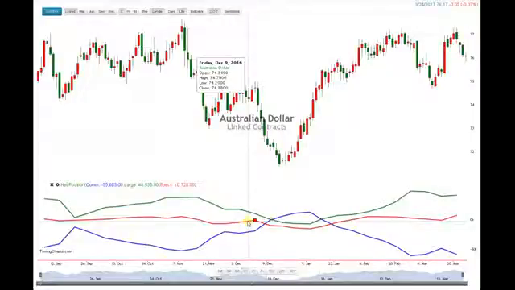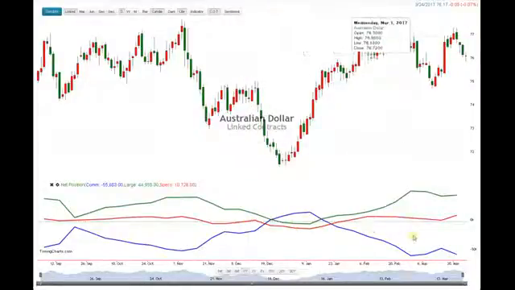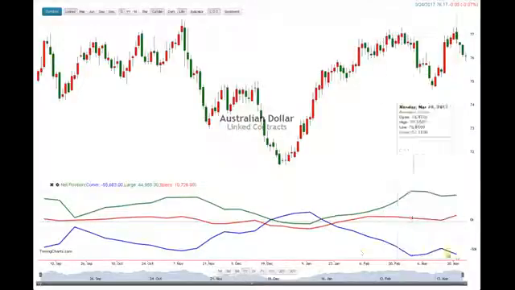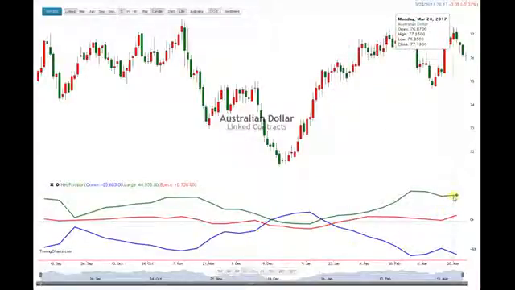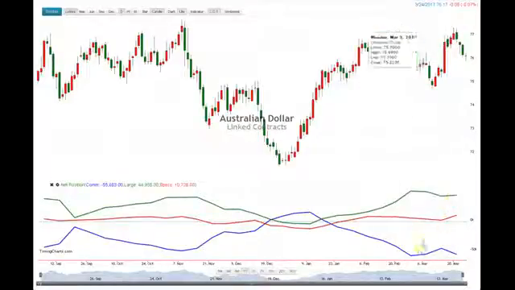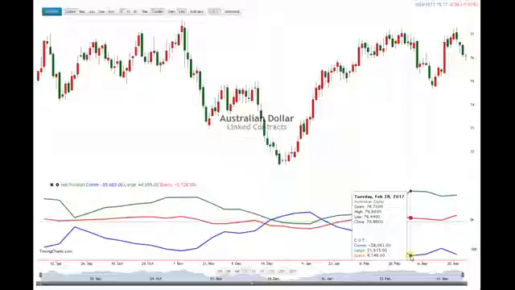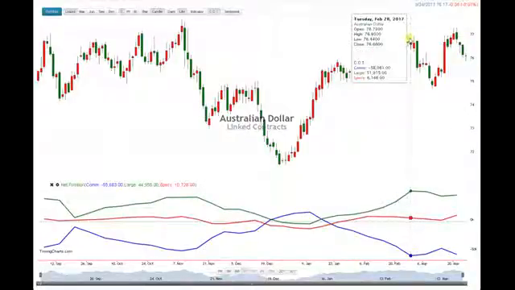Now, if we go to the right of the chart, we can see that this week the commercials have sold heavily short. They're the most short they've been since September. Non-commercials still maintaining a big long position. Now, if we look at the commercials, they were very short here. You can see where the cursor is. And if we look up, that's just above the 76 level when we come to test 77.